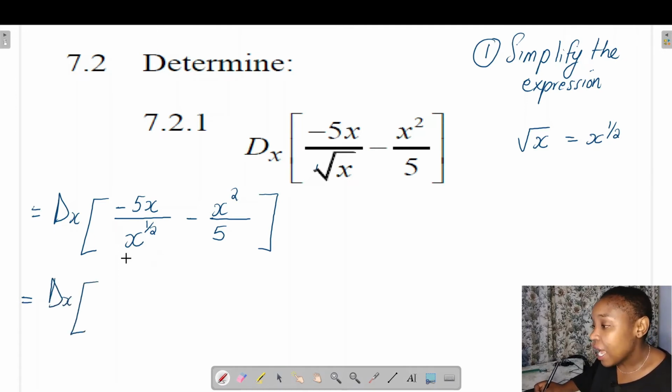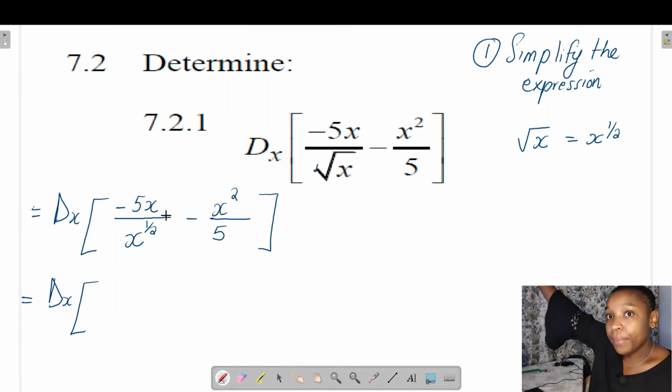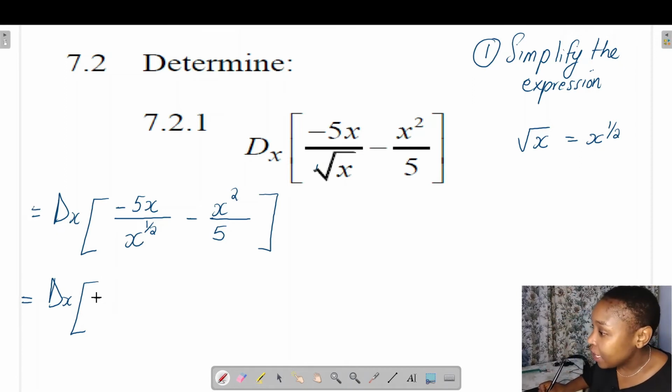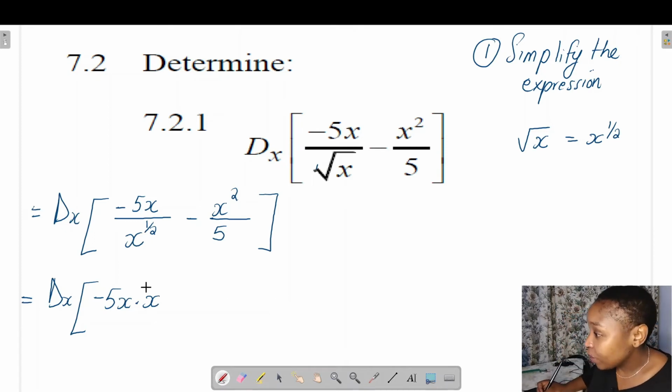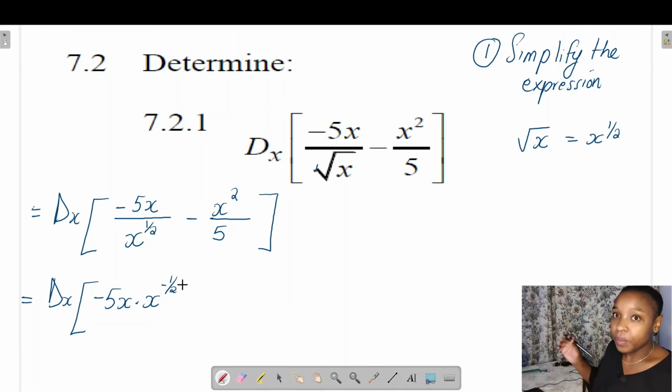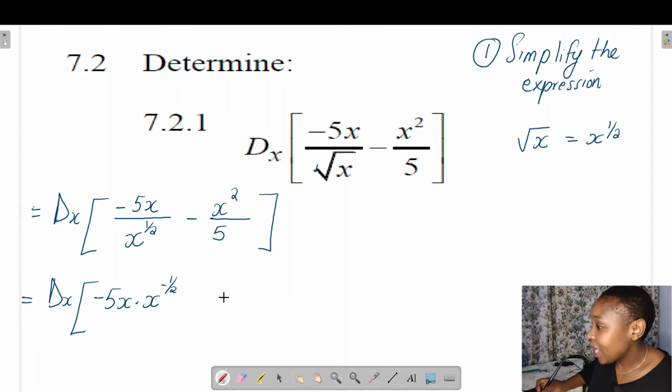Okay, so this x to the exponent 1 over 2 can go up to the numerator. Do we all agree? Right? It can go up to the numerator. So it's going to be negative 5x multiplied by x to the power of, if it goes up, what happens to the exponent? It becomes a negative 1 over 2. Okay? So it's going to be negative 1 over 2, right? Okay? So if you move a variable up, the exponent basically changes its sign. Okay, right? So minus 1 over 5, I'm going to write it as 1 over 5 times x to the power of 2.